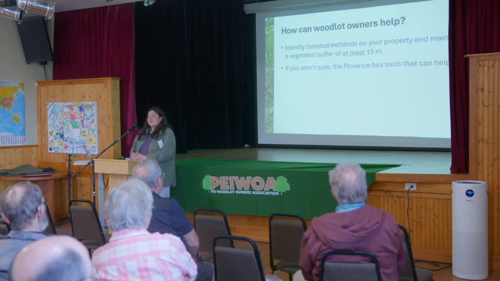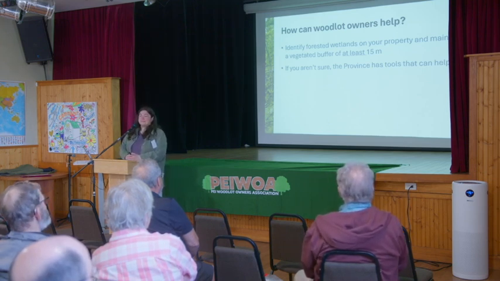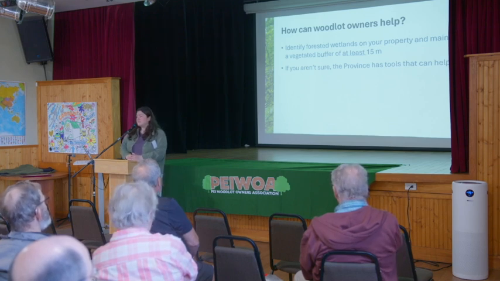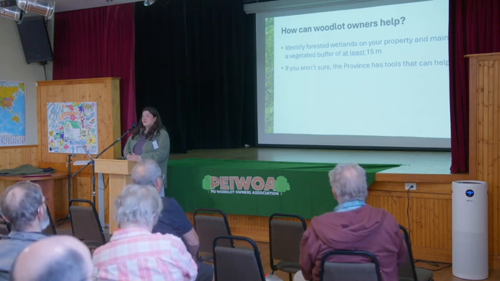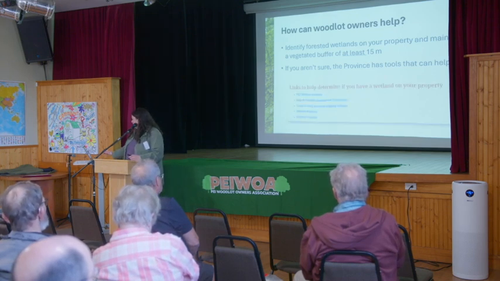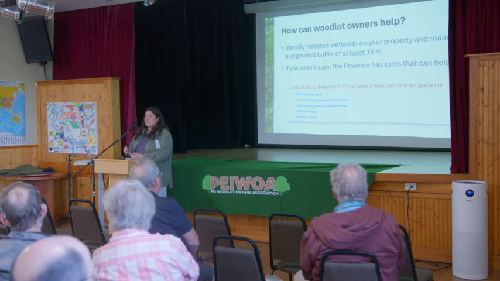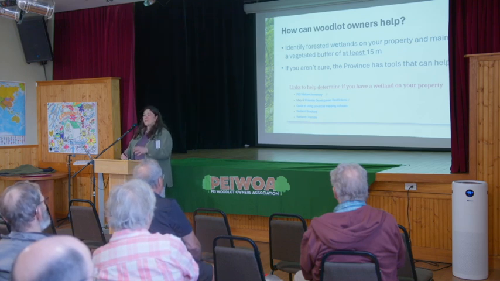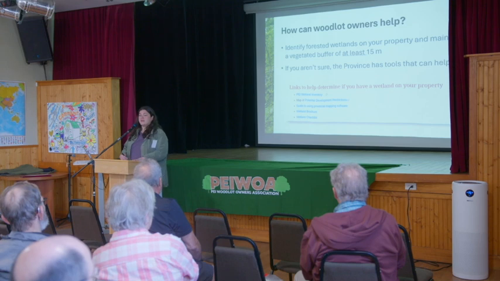So how can folks like yourself help forested wetlands? Well, one first great step is just being able to identify them on your own property and making sure that you leave at least a 15-meter buffer around them. And if you aren't sure, the province does have lots of tools to help you figure that out. This is from a web page. If you just type in PEI wetland delineation, a website will come up, and there are some links here that can help you. There's a wetland inventory, so this shows all of the mapped wetlands that we have in PEI.